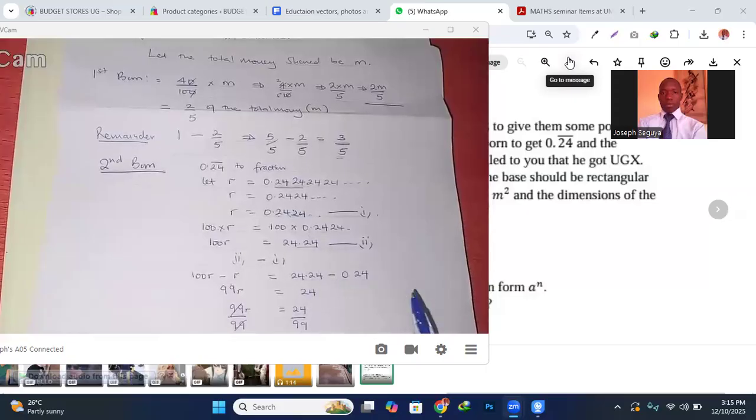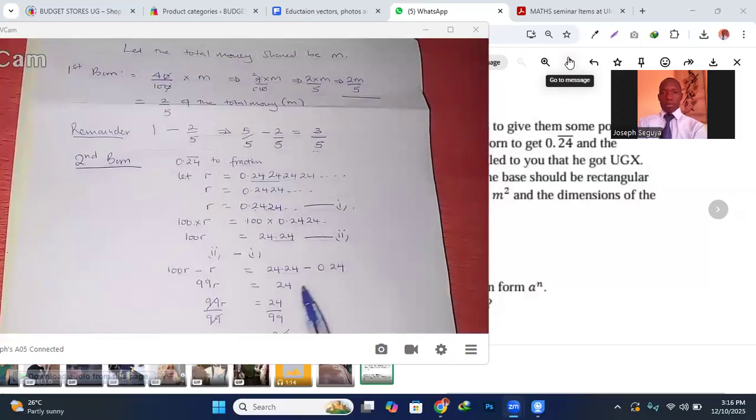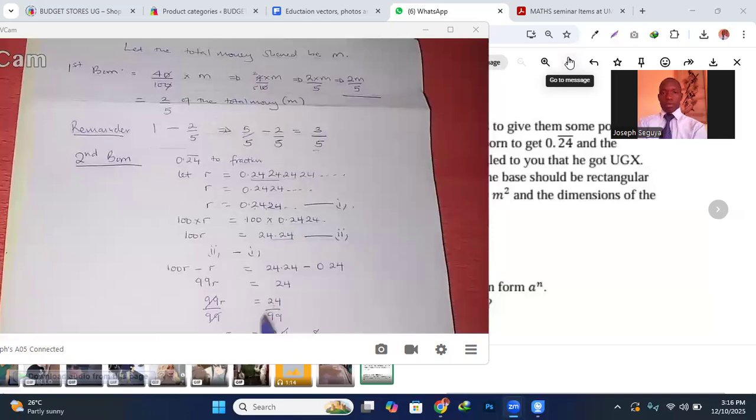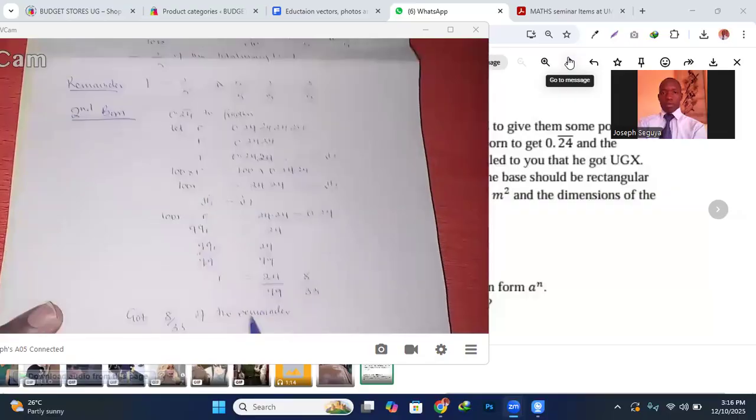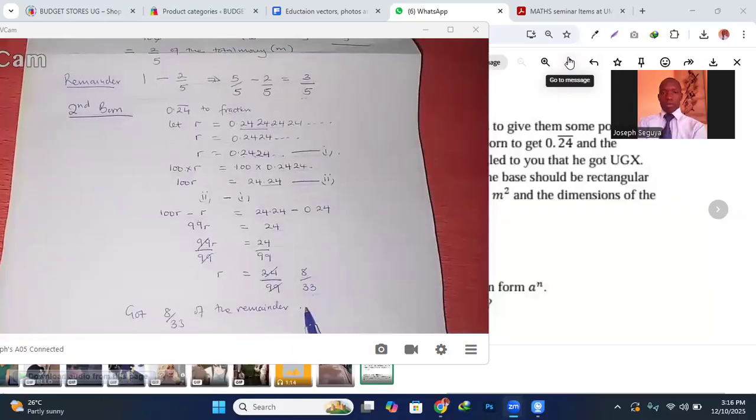So we shall have this minus that. So what do you remain with here? You get 99R, and 24.24 minus 0.24 gives 24. Okay, so we shall have 99R equals 24, and then divide both sides by 99, and our recurring fraction is 8 over 33.